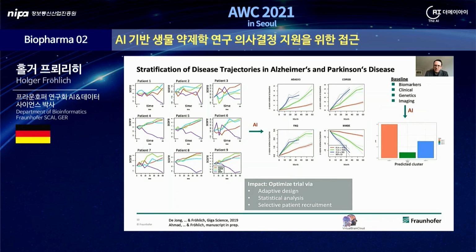Accordingly, our stratification can be used within an adaptive clinical trial design, or by considering the patient subgrouping in the statistical analysis at the end of the study. Finally, there's the possibility to preferentially recruit patients of a specific subgroup at the start of the study.